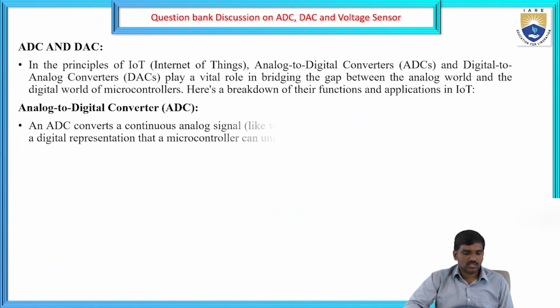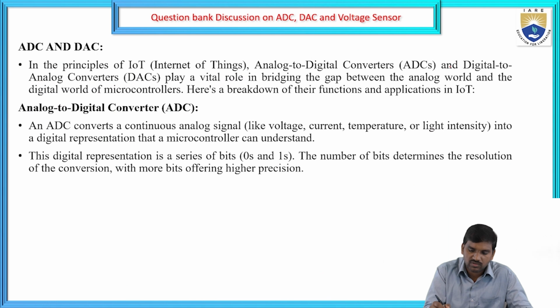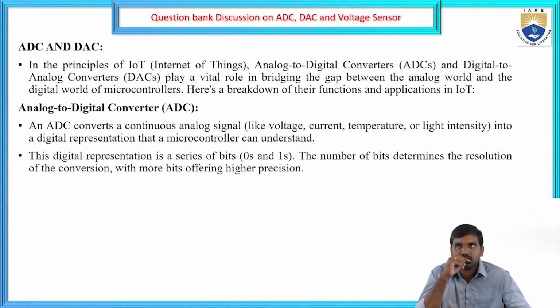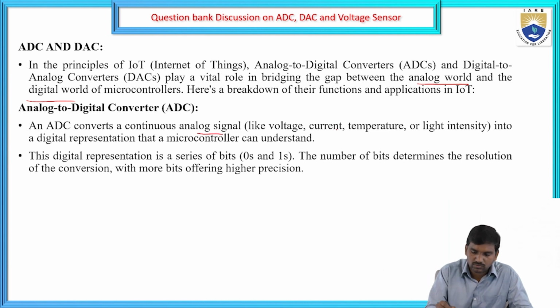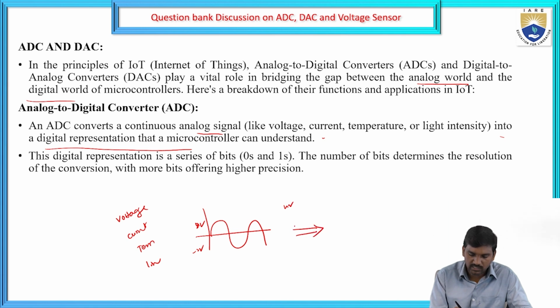Next, analog to digital converter and digital to analog converter. In the Internet of Things, analog to digital converters and digital to analog converters play a vital role in bridging the gap between the analog world and the digital world of microcontrollers. An analog to digital converter converts a continuous analog signal into a digital representation the microcontroller can understand, whatever the information, like voltage, current, temperature or light intensity. For example, a signal of minus 2 volts to 4 volts can be converted into a digital form, discrete in nature, by using sampling techniques.